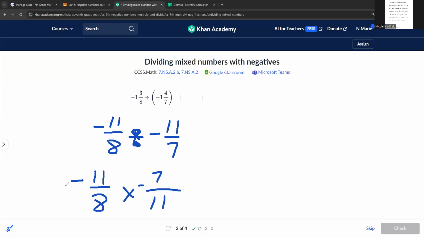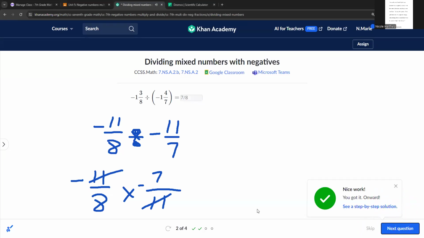And you can cross cancel. If this is an 11 and this is 11, just cross cancel. It helps you with simplifying. You don't have to simplify at the end. This just becomes 7/8. Or, if you're not sure when you should cross cancel, this still will get you positive 77/88, which still gets you 7/8 when you simplify.